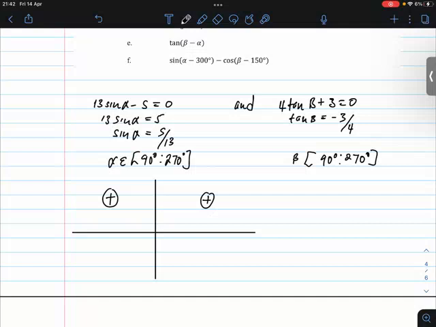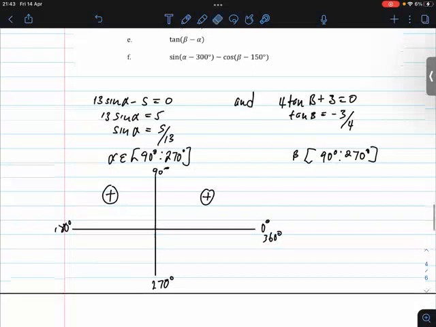Now, they say alpha must be between 90 and 270. Where's 90? 90 is here. This is 0, 180, 270, and then 360. So 90 and 270 is this. That means it's either this quadrant or that quadrant. But then where is sine positive? Sine is positive here, so it's this quadrant they're talking about. So we must locate this information in this quadrant. Are we together, guys?